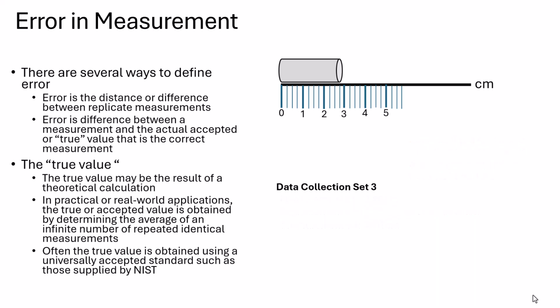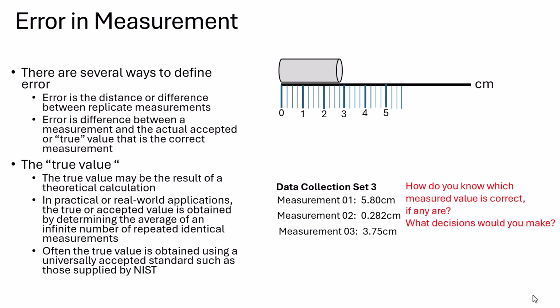But now, individual 3. Who knows what happened when they came to work that day, but that individual was not focused. So measurement 1, 5.80 centimeters. Measurement 2, 0.282 centimeters. Measurement 3, 3.75 centimeters. Okay? So now these are all quite different from one another. So if you saw this, how would you know which measured value is correct, if any of them are, right?